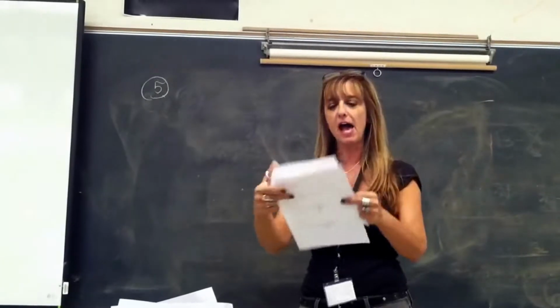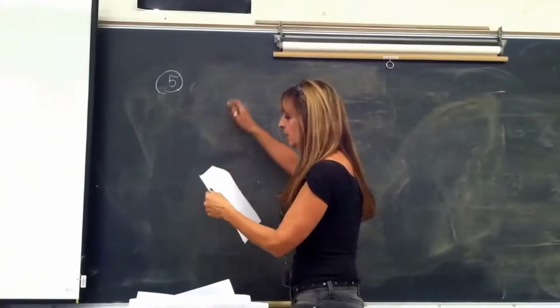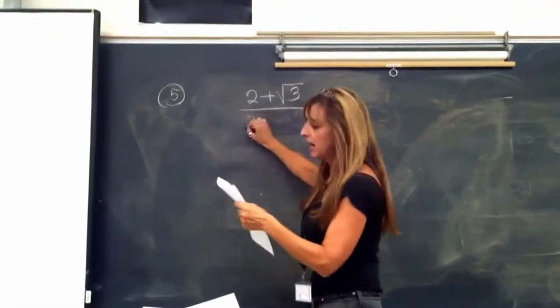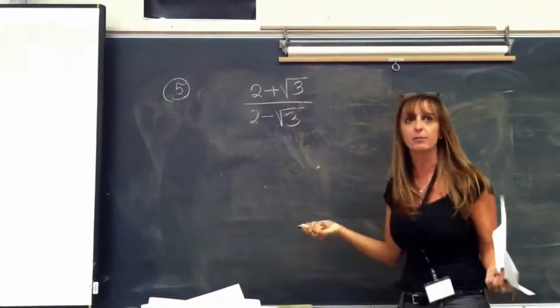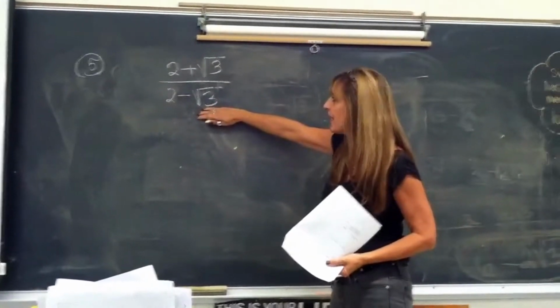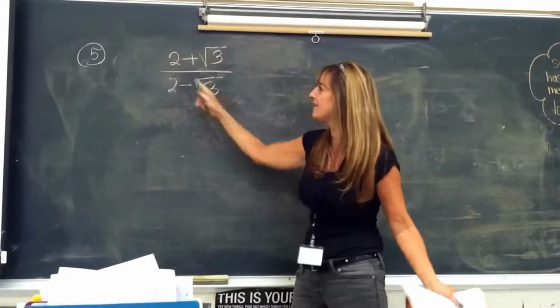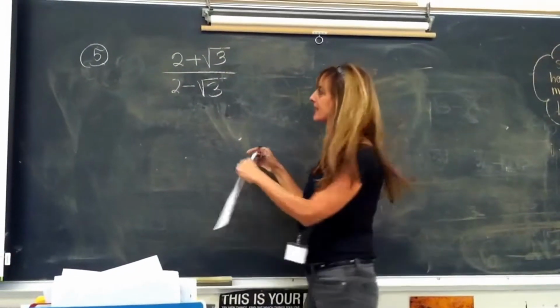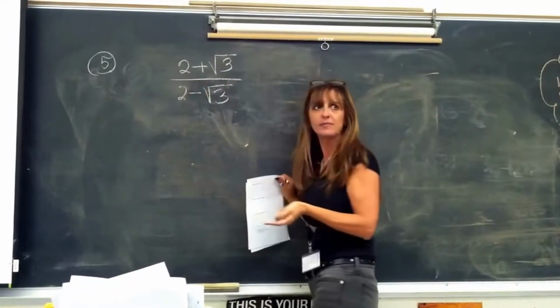All right, number 5. Which expression is equivalent to this expression? Oh, another conjugate problem. I have to rationalize the denominator. Why can't I just divide this? 2 plus rad 3 divided by 2 minus rad 3. Are those opposites? They look like opposites.